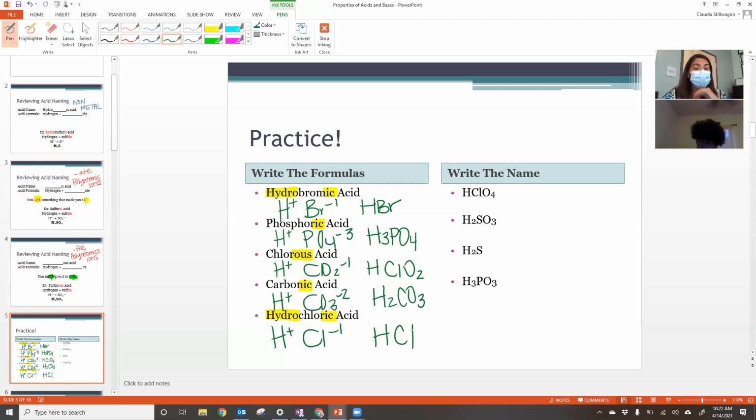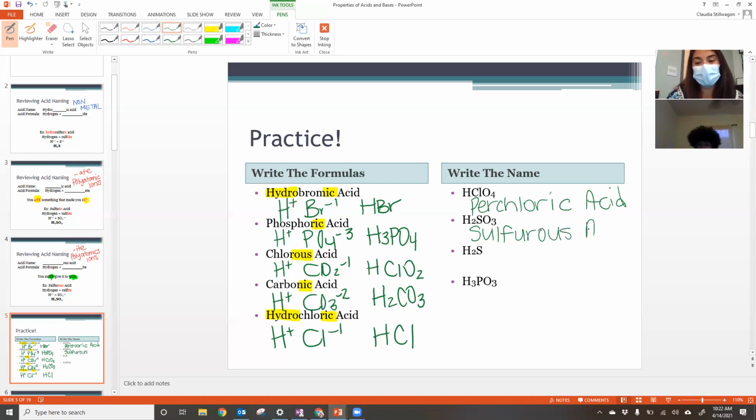All right, so then on the right-hand side, these we are naming. So just look at your anion. ClO4 is perchlorate. So perchlorate, if you ate something that made you sick, perchloric acid. H2SO3. SO3 is sulfite. You might give it to us. Sulfite becomes, again, if you write sulfus, cool, give yourself credit. I'm going to write it correctly. Sulfurous acid.